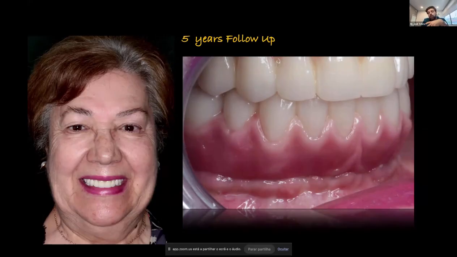And this is something that you see when we always try to maximize the exposure of zirconia. This is something pretty common. We see this over and over again.